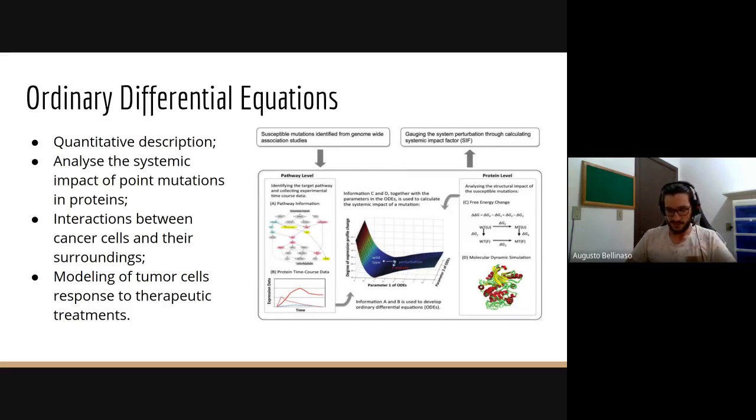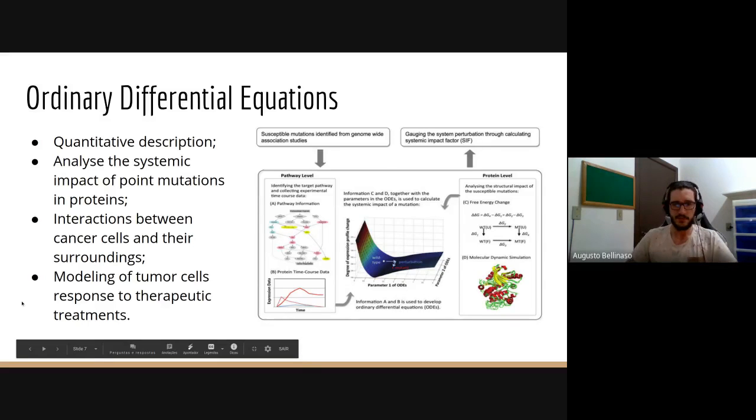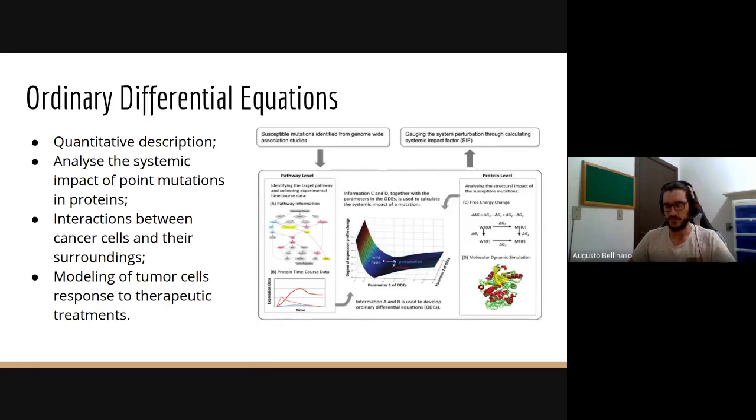Another application of differential equations is that you can model the interactions between the cancer cells and the surroundings inside the cell environment using, for example, fluid dynamics through the cellular medium and external medium. And you can also model the response of tumor cells to therapeutic treatments to see the effect of some drugs, if they are effective or not in the treatment of specific types of cancer.